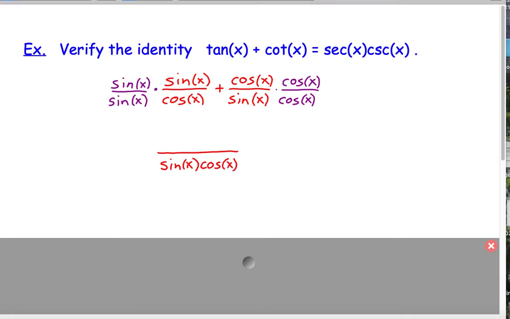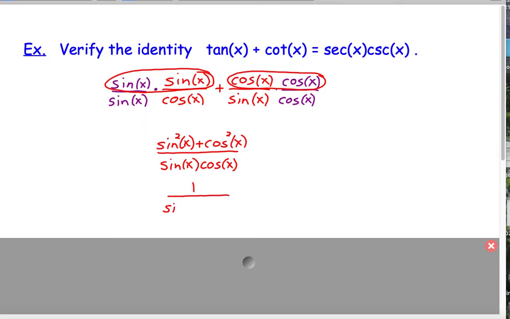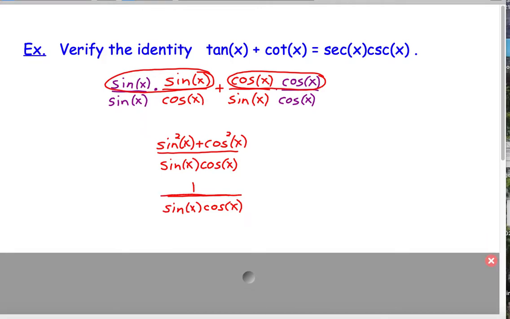And what am I going to have in the numerator? Well, from the first fraction here, I'm going to get a sine squared. You might see what's going to happen here. And then with this fraction, I'm going to get plus a cosine squared. And we know that sine squared plus cosine squared is equal to 1. So I have 1 over the sine of x times the cosine of x. And if I want, I could split that into 2 different fractions. That's 1 over the sine times 1 over the cosine.